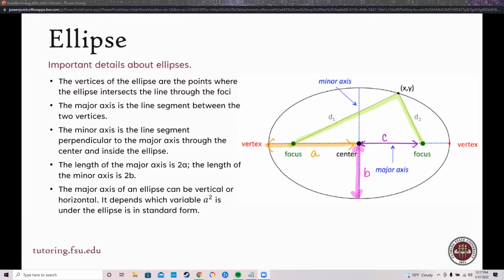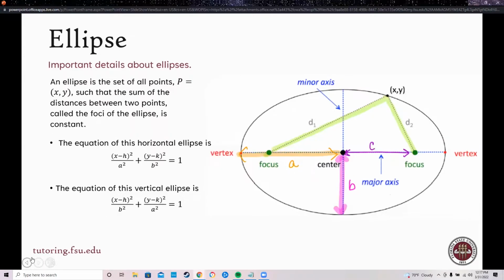And that last point is the one I was making about horizontal and vertical. The major axis can be vertical or horizontal depending on where a squared is in the denominator of the ellipse in the standard form of the equation. So it can be vertical or horizontal depending on whether a or b is in the denominator at which point.